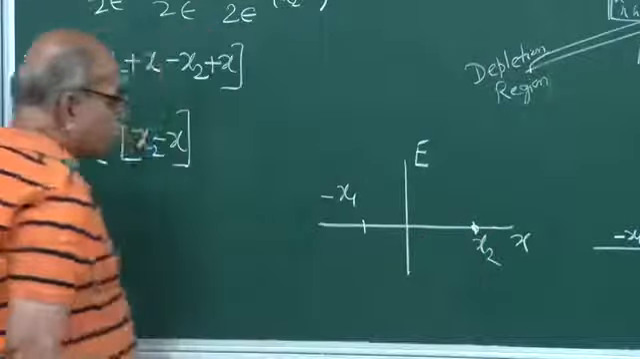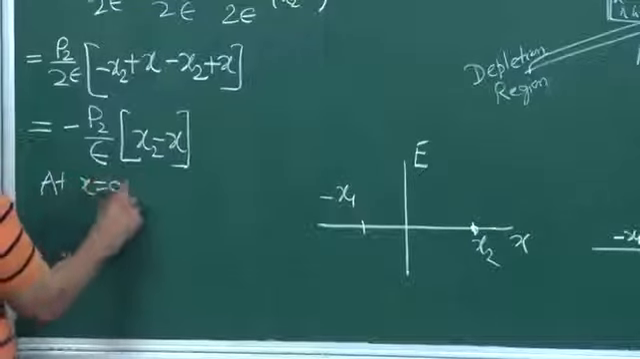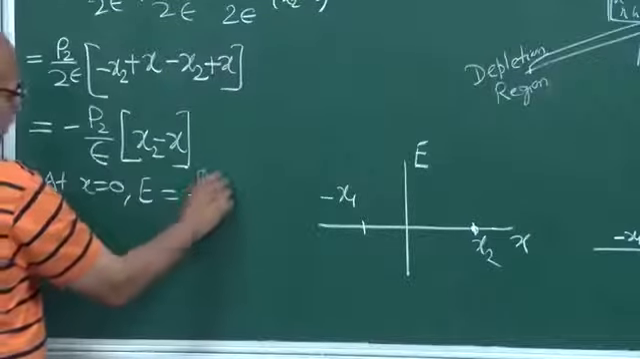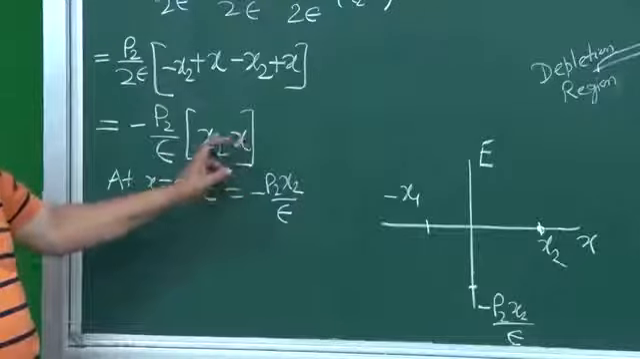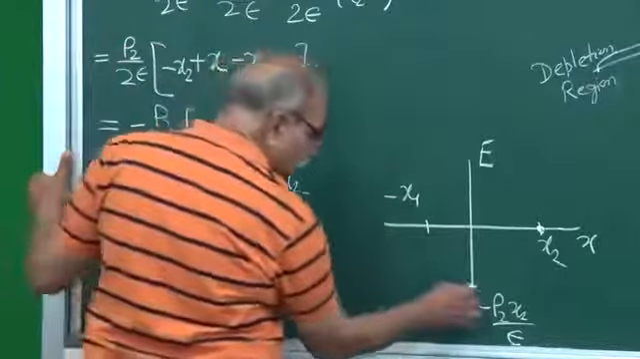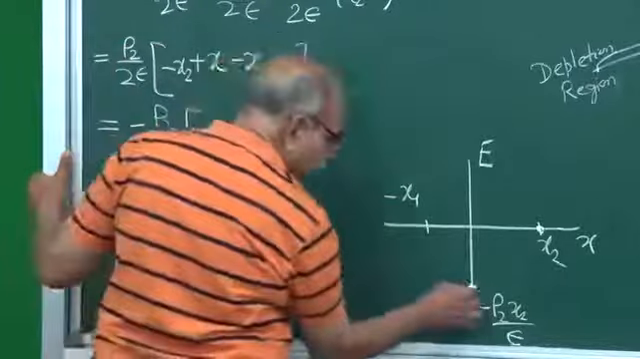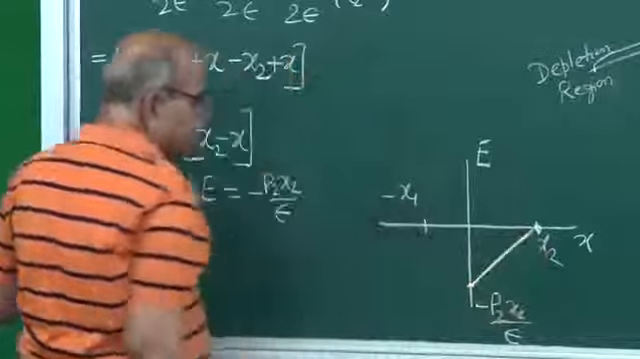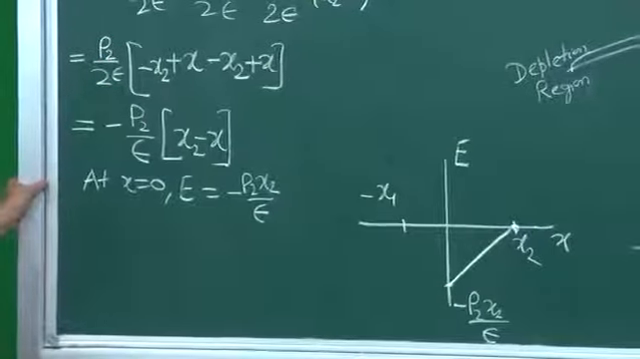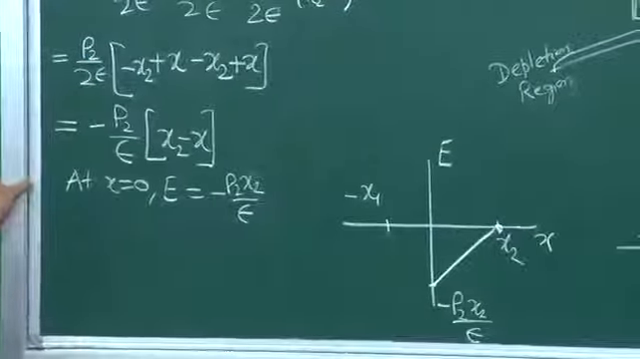And how much will be the electric field at x equal to 0? At x equal to 0, E will be minus rho 2 x2 over epsilon. So this is the point, minus rho 2 x2 over epsilon, and then it is linear in x, so it has to be a straight line, and therefore you can join these two. This is the electric field on this positive x side.